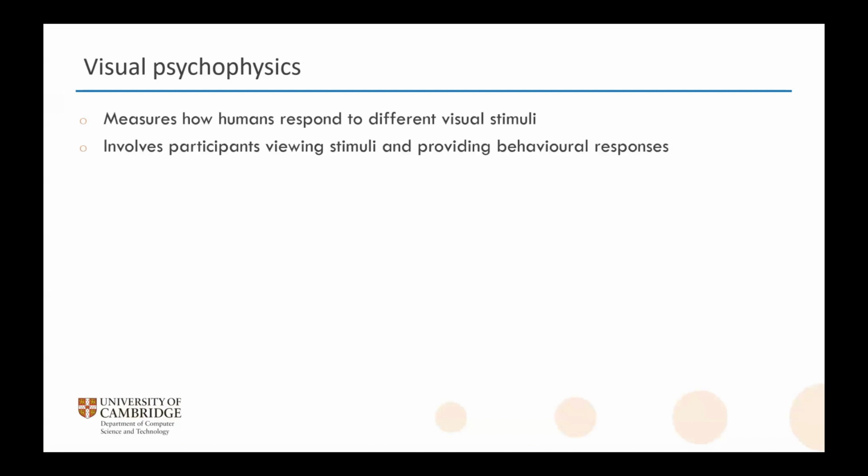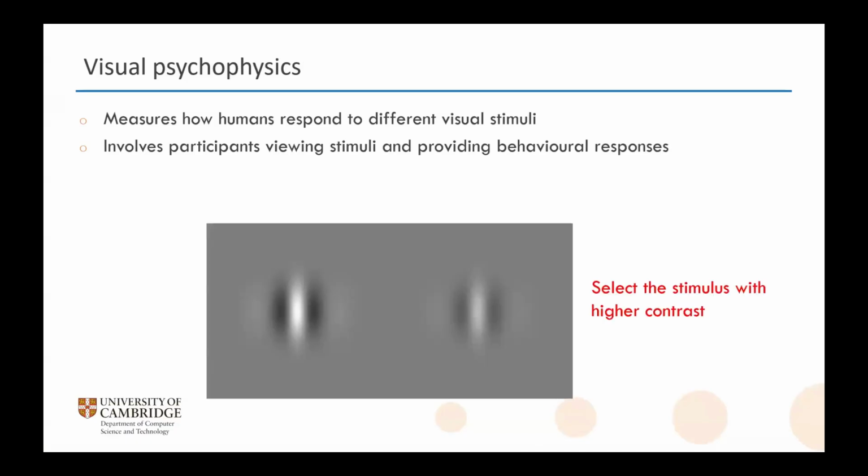And how do we measure it, right? This area of research is called visual psychophysics, and it deals with measuring the response of the human visual system to many different kinds of stimuli. The basic idea is that we have human participants, we show them different things, they respond, and we record it. A very simple example would be we show two different patterns and ask them which one has higher contrast. And then they will say left or right, and we record it.